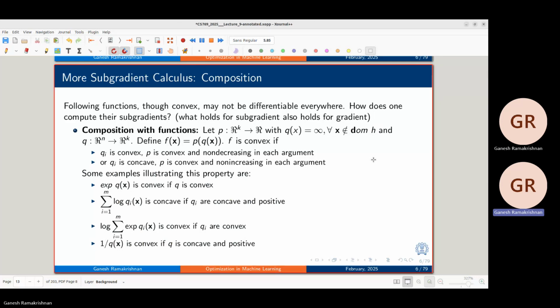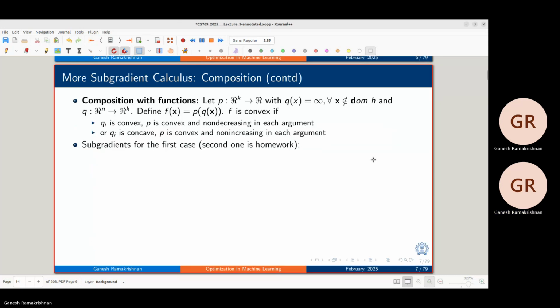So here are some examples, right? I'm just recalling exp of Q(x) is convex if Q is convex. So the summation of log Qi(x) is concave, or minus of it is convex, if the Qi's are convex. So let's look at subgradients for the first case. There are two cases. We'll only look at this case. We'll leave the second case as homework. It's not very difficult. So for now, let's fully focus on the first case.